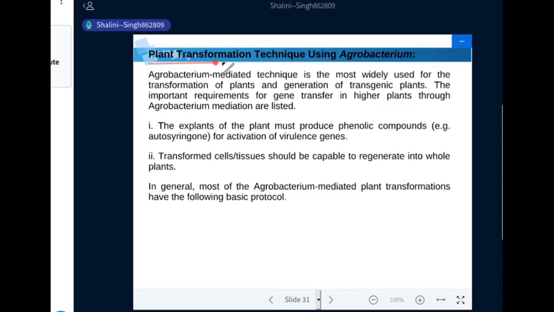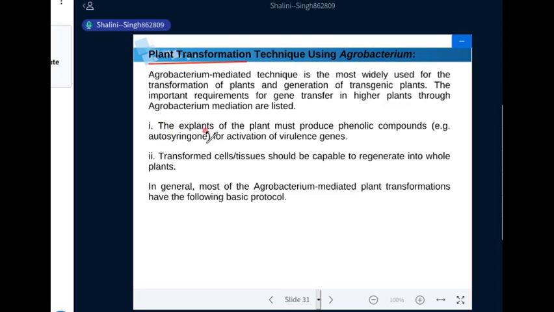Plant transformation technique. How Agrobacterium mediated transformation is operated in the lab. The Agrobacterium mediated technique is the most widely used for the transformation of plants and generation of transgenic plants. Important requirements for gene transfer in higher plants through Agrobacterium mediated transformation are as follows.